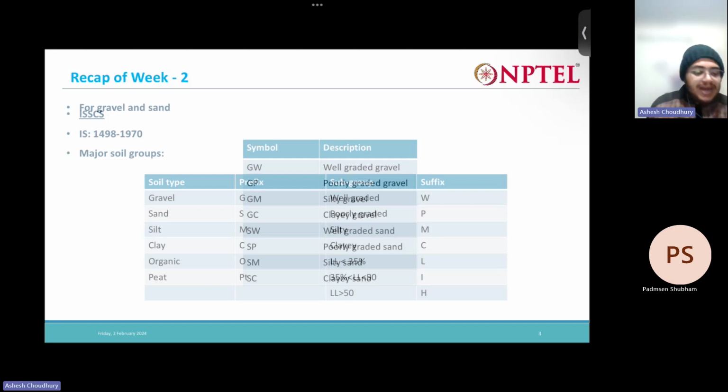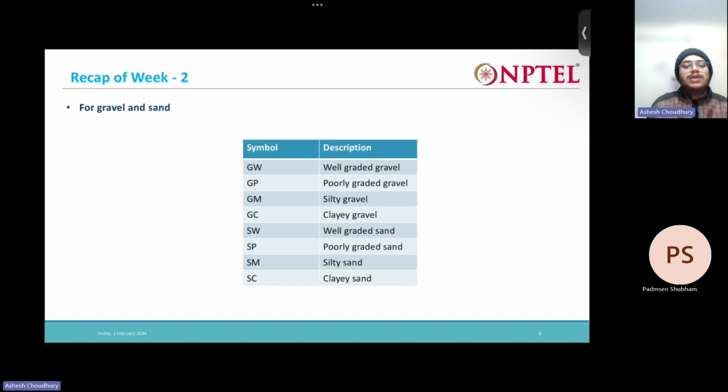Now for gravel and sand. So what can you tell me, what is gravel and what is sand? If the particle size is greater than 4.75 mm, then we call it gravel.